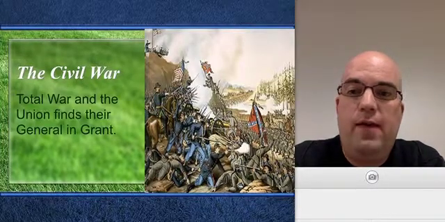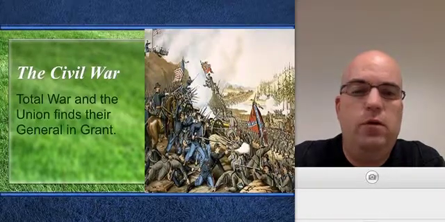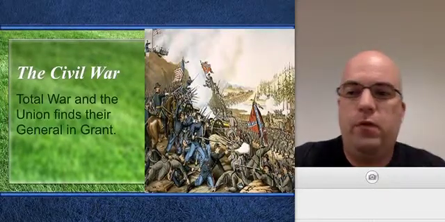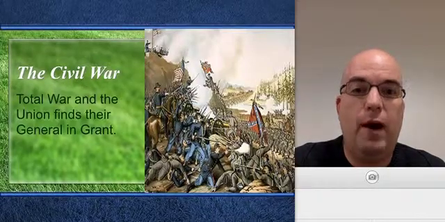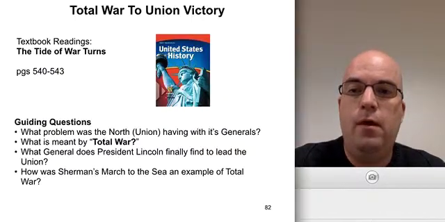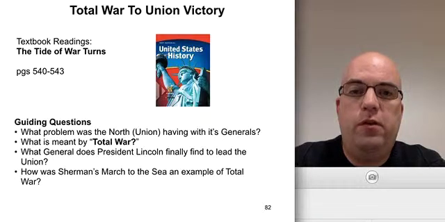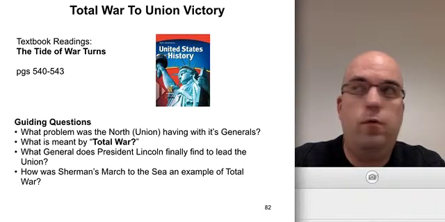This is another part of our several-part series looking at the American Civil War. Today's topic looks at total war, and the Union finds their general in Ulysses S. Grant. So let's talk here a little bit about the winding down of the American Civil War. The textbook readings for this particular lecture come to us from pages 540 to 543.